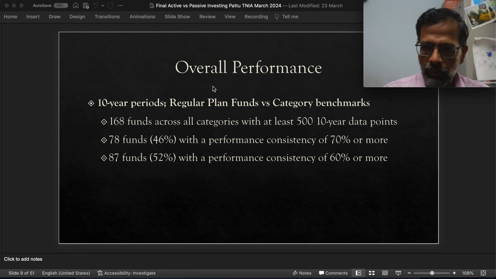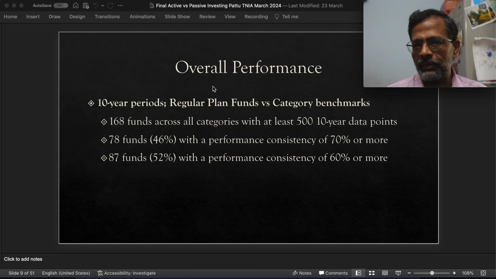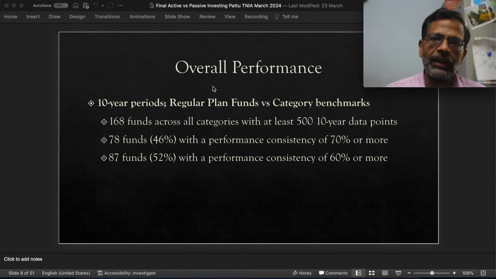Now I'm going to talk about overall performance, and we're going to take every possible 10-year period using regular plans, because you can't get much data with direct plans. Regular plan funds versus category benchmarks: there are 168 funds across all categories with at least 500 10-year rolling return data points. Out of this, only 78 funds, or 46%, have a performance consistency of 70% or more. 87 funds have a performance consistency of 60% or more. So only about 45 to 50% have consistently outperformed the index across all categories over 10 years.